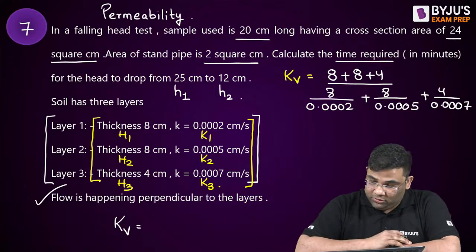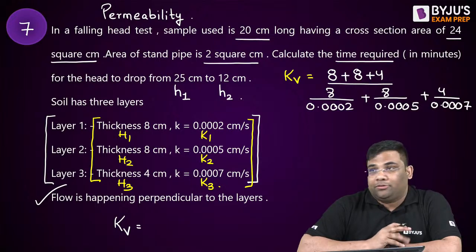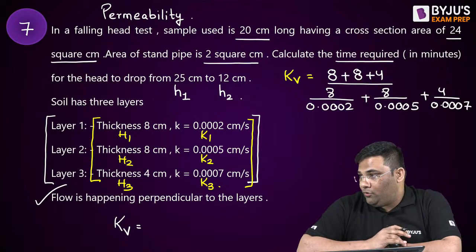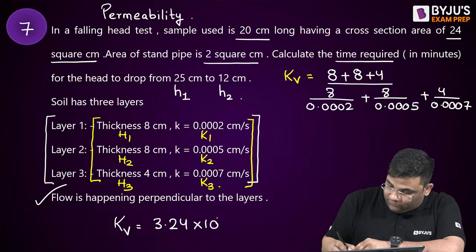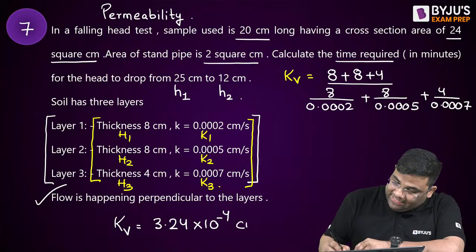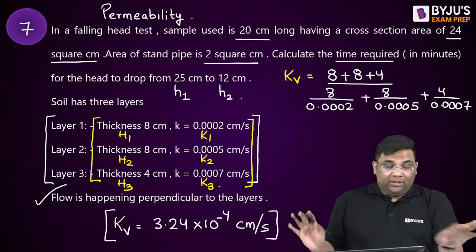Others also please find out so that we can have a validation, because I don't have the solution right now. I know the concepts, but I don't carry the solutions. 3.24 into 10 to the power minus 4. I'll trust Saurabh Sri. What is the unit? Centimeter per second, because everything is in centimeter. Very good, so we got our K vertical.